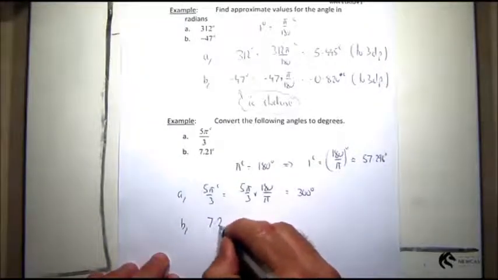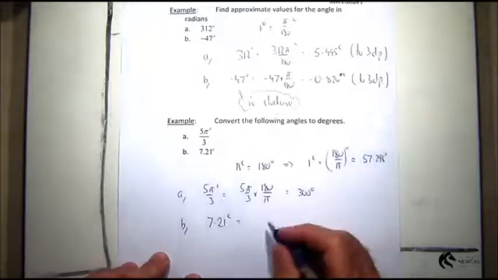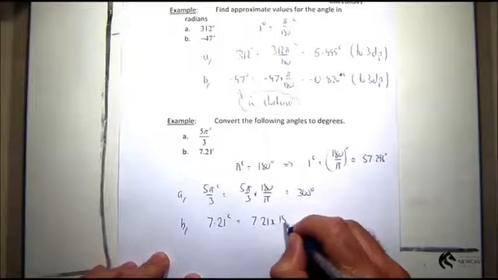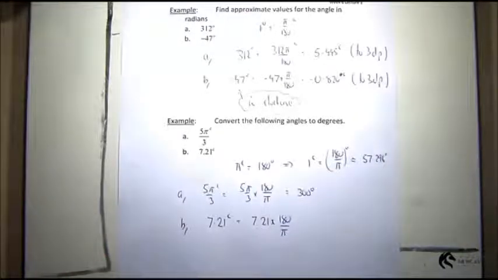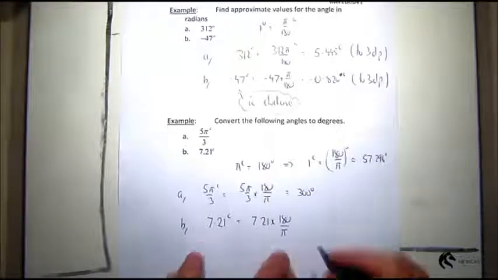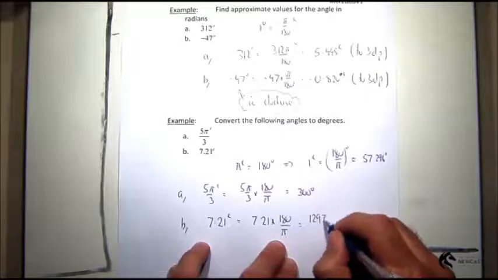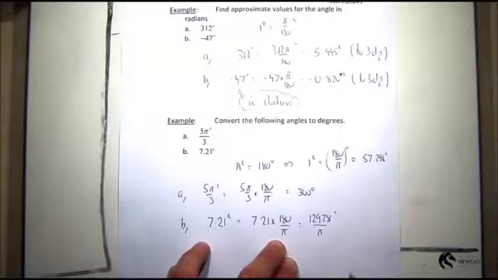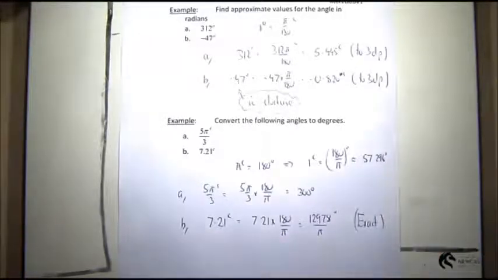Something like 7.21 radians. Well, 1 radian is 180 on pi, so this is 7.21 times 180 on pi degrees. So you can do that, and in fact, if I did that, I got here 12,978 on pi degrees. That would be the exact answer. Now, the thing is, that doesn't mean very much.